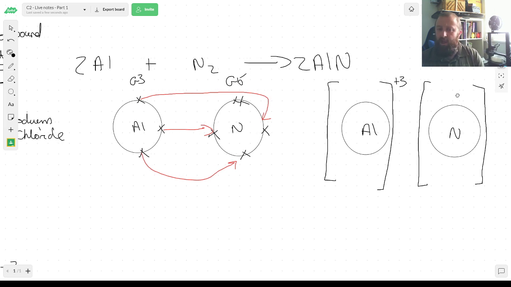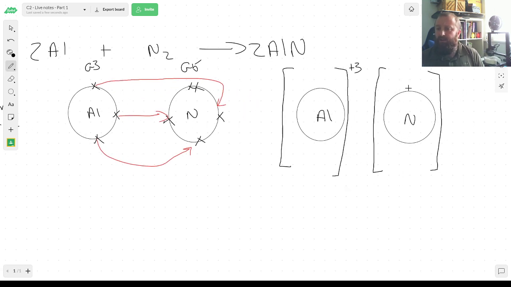Nitrogen, let's just move this over a little bit. Nitrogen now should have a full outer shell because it started off with 5, it's gained 3, which means it's now got 8. And we've ended up with that. If we want to draw this out, let's write this out. And I'll write it slightly differently this time. Aluminium loses 3 electrons to nitrogen.